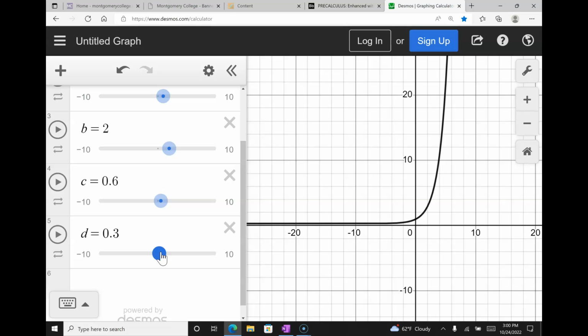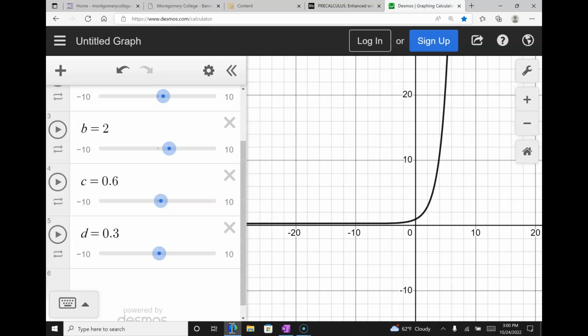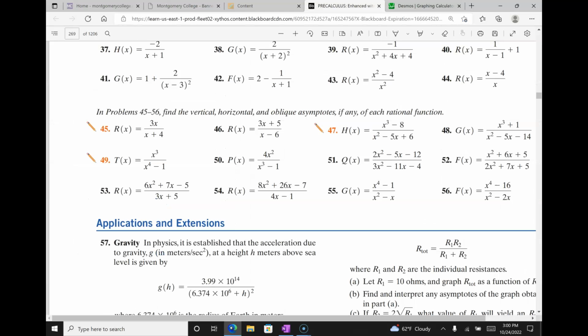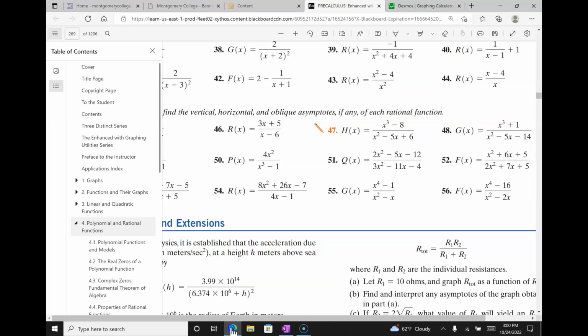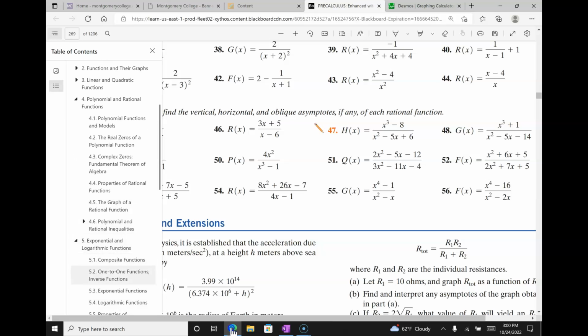Simple, yes? So, the worst thing that the book could do is ask you to graph one, but you're going to use Desmos and then think about it, right? So let's take a look at the book here. This is section 5.3.